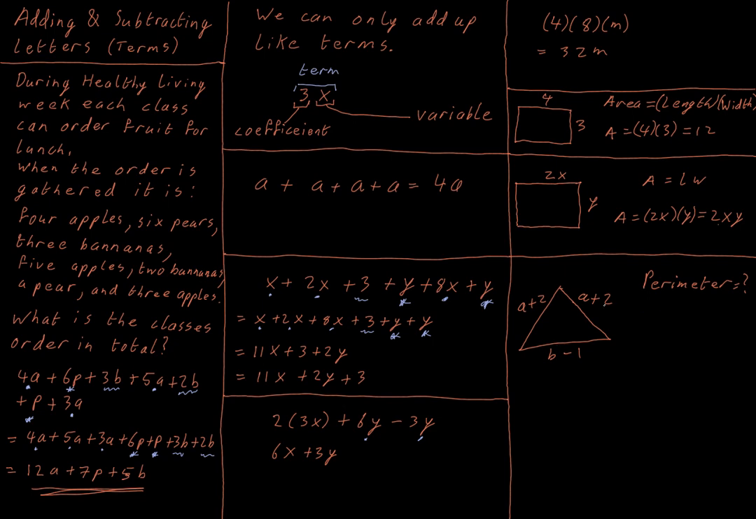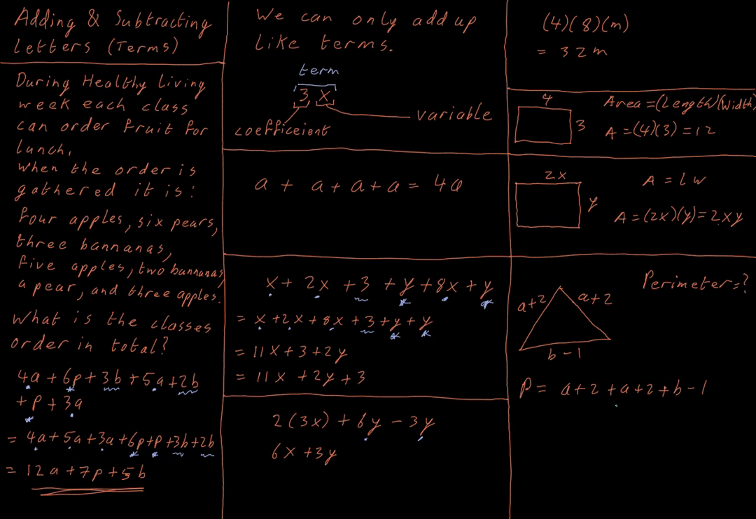Finally, I have the perimeter of my triangle here, and I can see this is an isosceles triangle because this length is the same as this length. It's a plus 2 and a plus 2. So it's an isosceles triangle, just to link it in. And the perimeter is going to be, if I walk around all the edges of the shape, a plus 2 plus a plus 2, this length plus b minus 1.